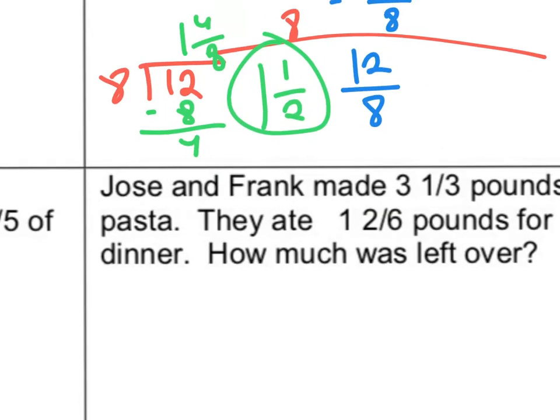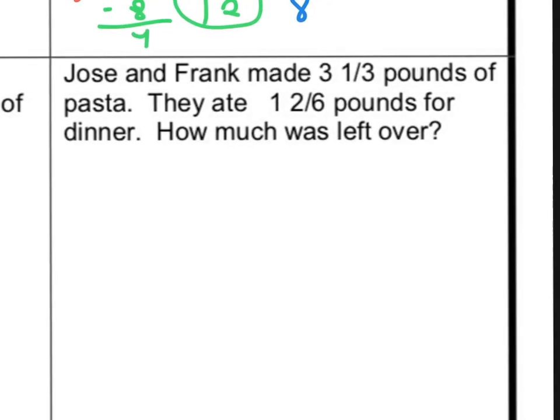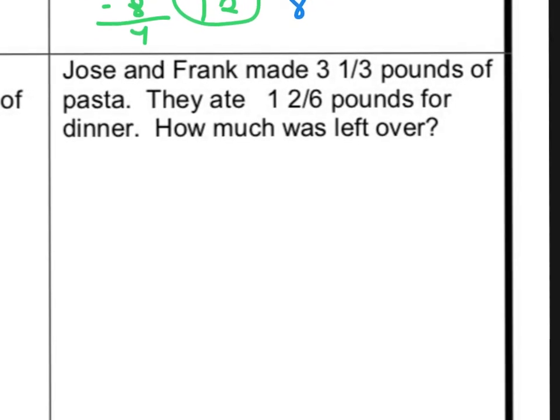For our next one, it says Jose and Frank made 3 1/3 pounds of pasta. They ate 1 2/6 pounds for dinner. How much was left over? So this is the total, 3 1/3. And when they eat something, you're going to subtract it. So then it'll be 3 1/3 minus 1 2/6.